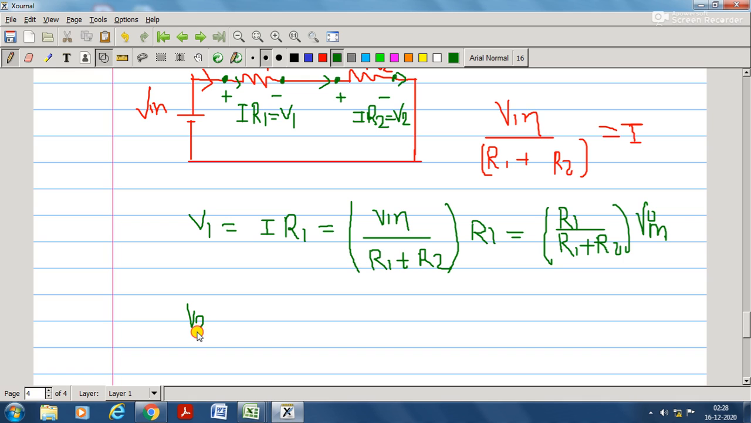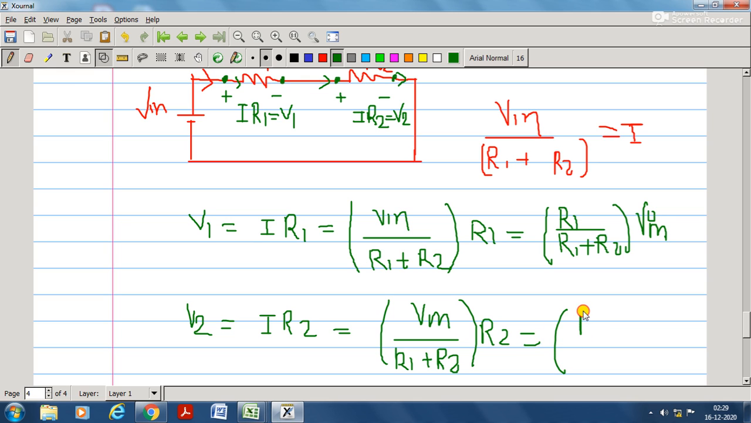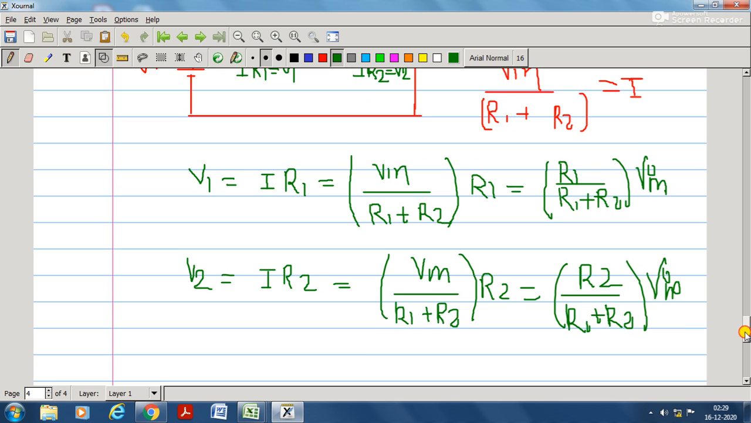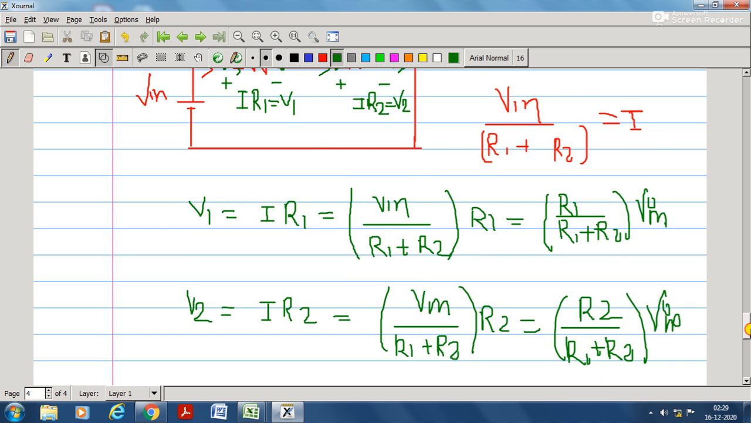So V2 can be given by I into R2. In a similar way we can substitute the value of V in upon R1 plus R2 into R2. Yes, so here this will be its own resistor divided by R1 plus R2 into V in. Okay, so this is all about the voltage division rule.